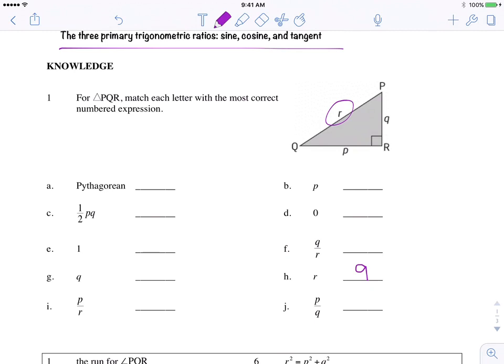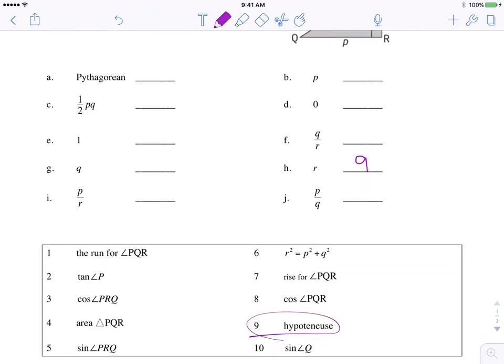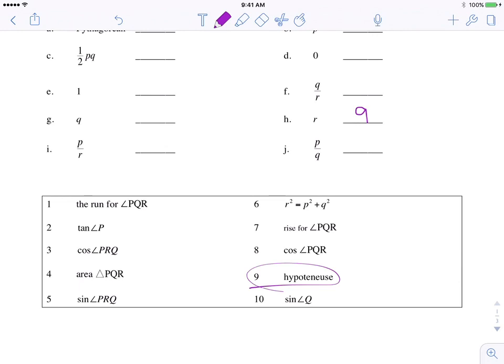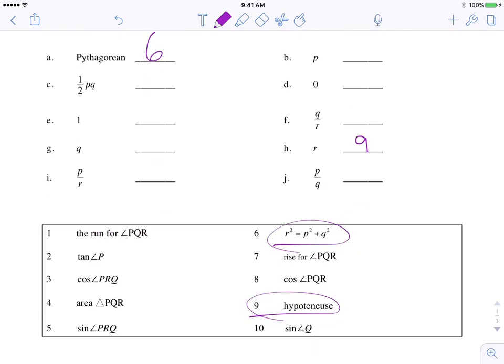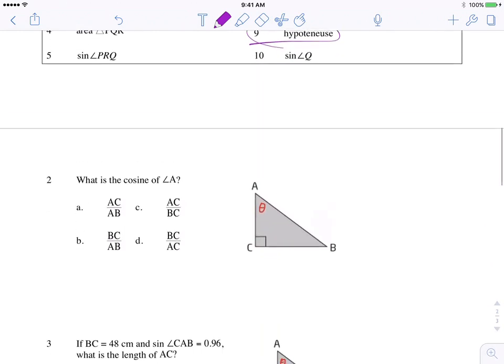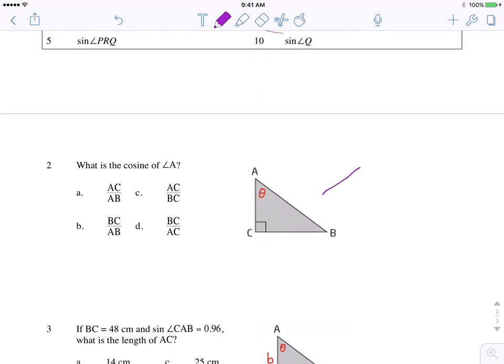I could look at the Pythagorean, for example. I might look at r squared equals p squared plus q squared, and that would be Pythagorean. So I'd say that's number 6. You're going to fill in the rest of these and basically match up the numbers to the letters. So work on that in a second, or when we're done here.